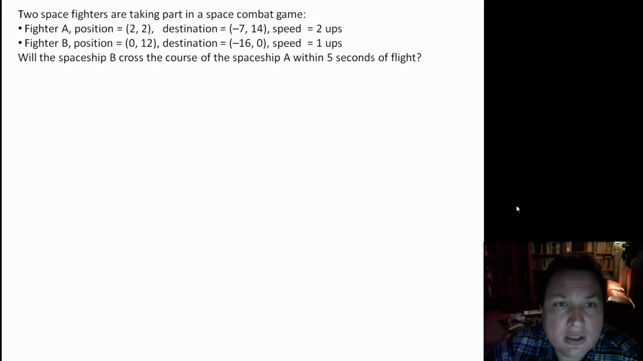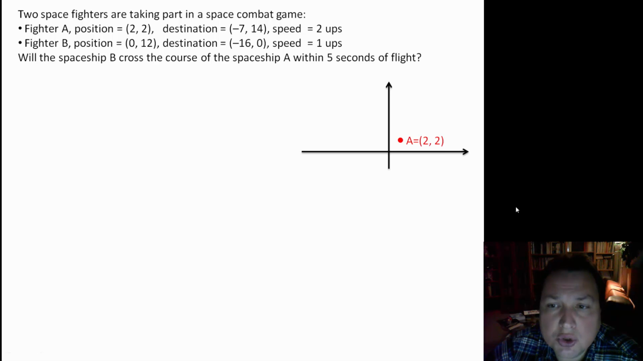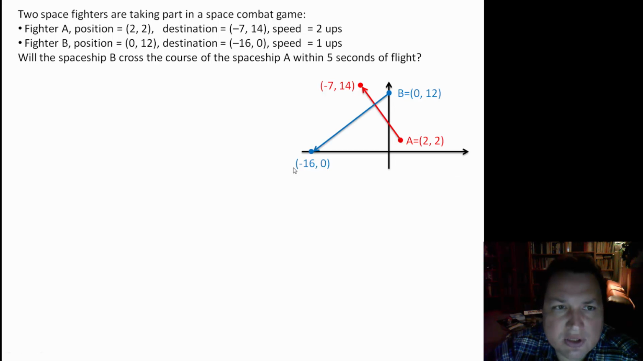Fighter A, currently at the position (2, -2), as shown in the picture, is heading towards the destination at (-7, 14) with a speed of 2 UPS. UPS stands for units per second, and this is its target displacement vector. Fighter B, currently at the position (0, 12), is heading towards the destination at (-16, 0) with a speed of 1 UPS, and this is its displacement vector.